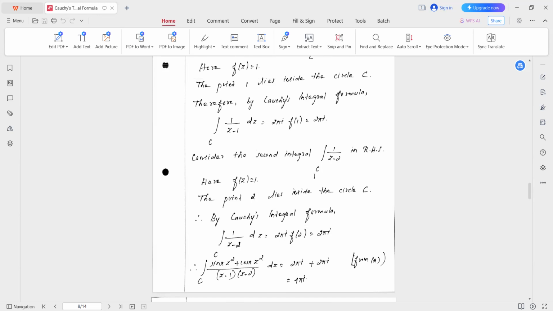Here we have used only Cauchy's integral formula, not Cauchy's theorem, because all the points where the analyticity fails lie inside the circle. So we used only Cauchy's integral formula. If it lies outside, then we can use Cauchy's theorem.